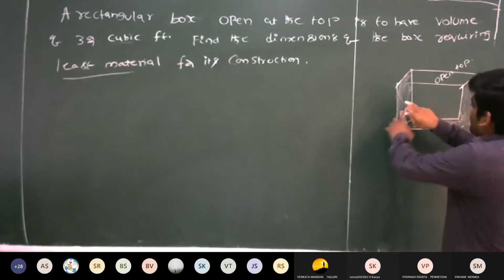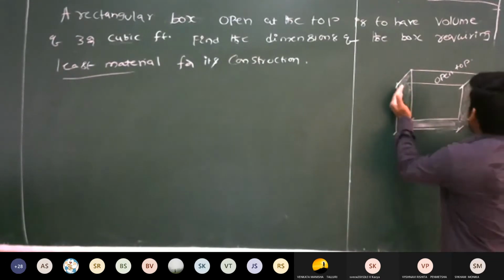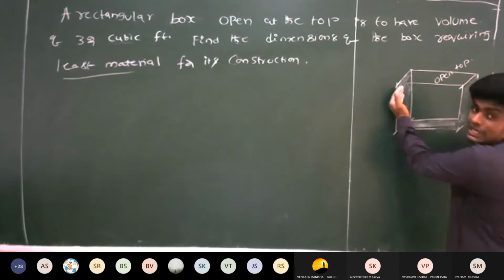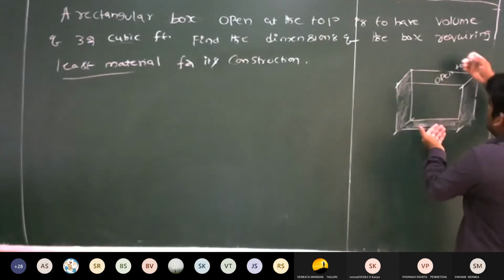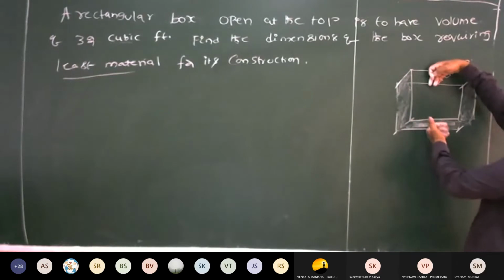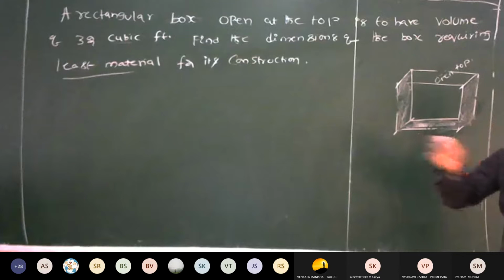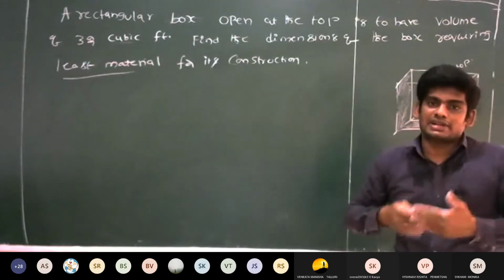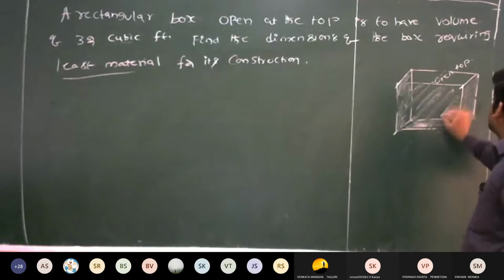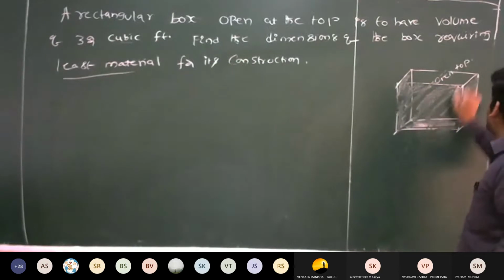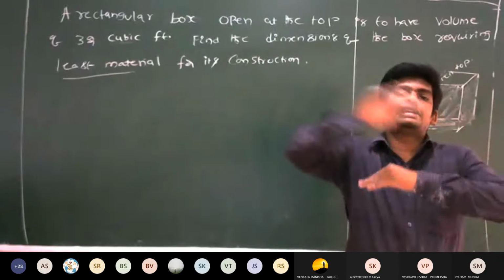Here we have one pair of surfaces, left and right, which are similar surfaces, and up and down, similar surfaces. Next one is the sides, the back side and front side. So we have totally 6 surfaces. All the surfaces are closed, that is constructed, but the top is open.